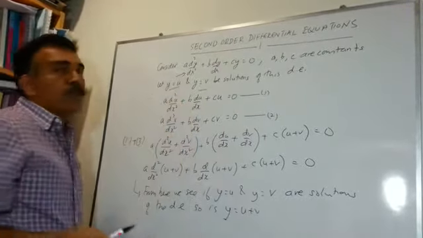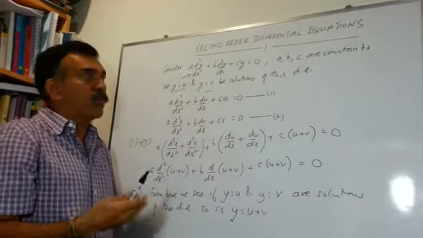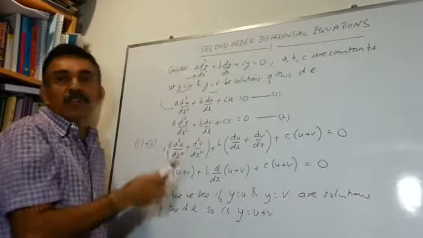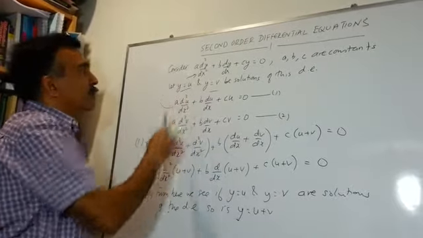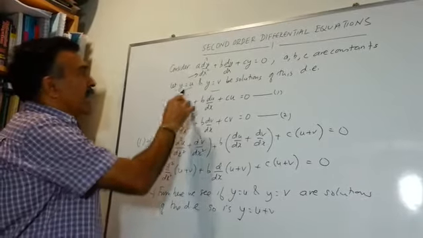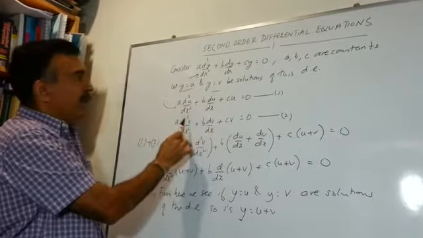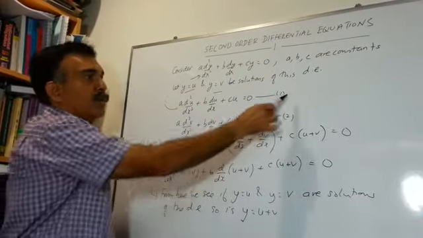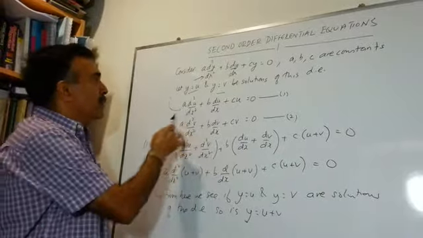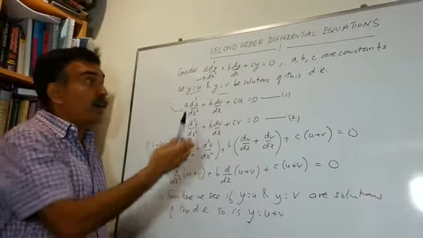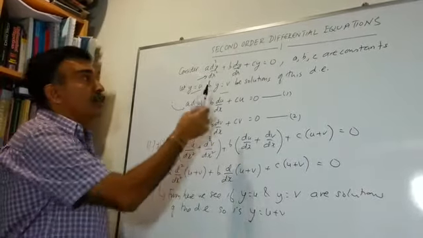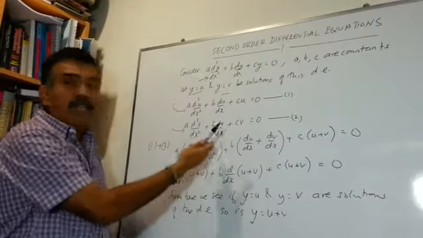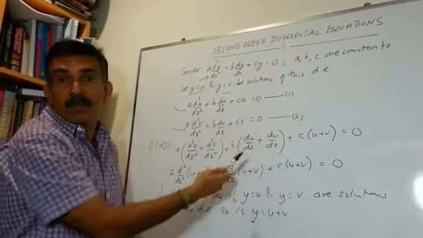So if y equals u and y equals v are solutions of this differential equation, we can write this original differential equation as, first let's use y equals u, so we can write a d2u dx squared plus b du dx plus cu equals 0. Let's call this equation 1. Then we will use the same for y equals v. Remember, y equals v is also a solution, so we can write a d2v dx squared plus b dv dx plus cv equals 0.